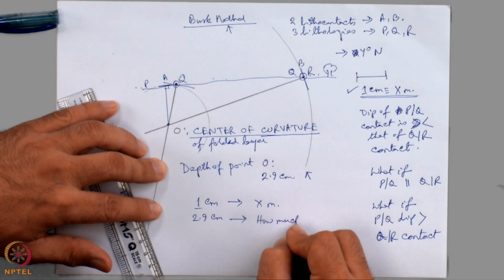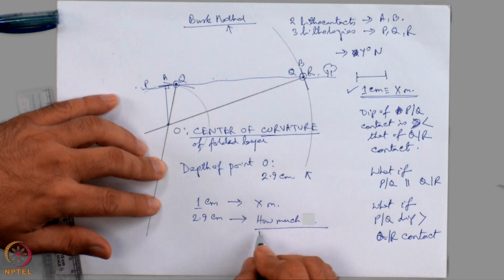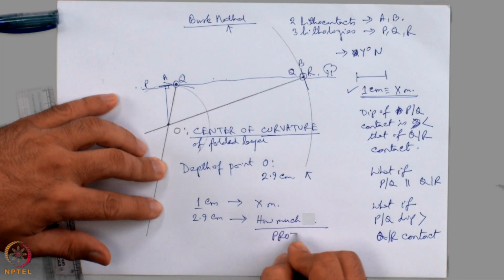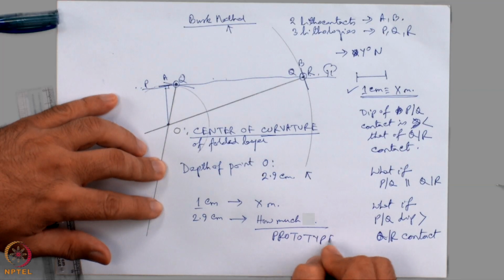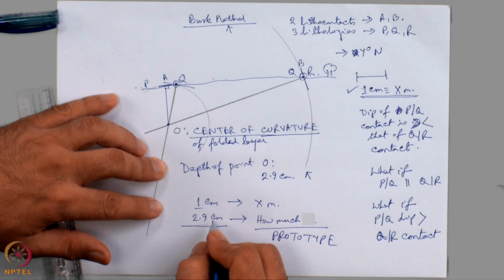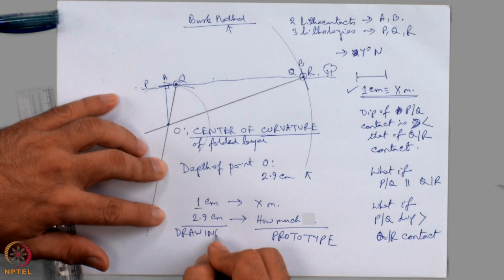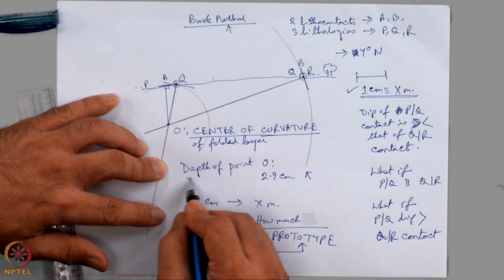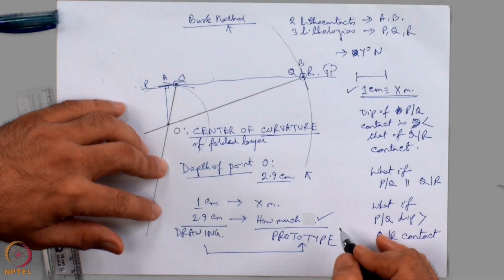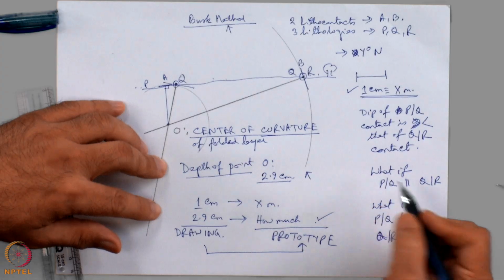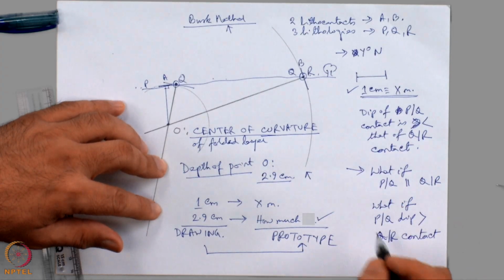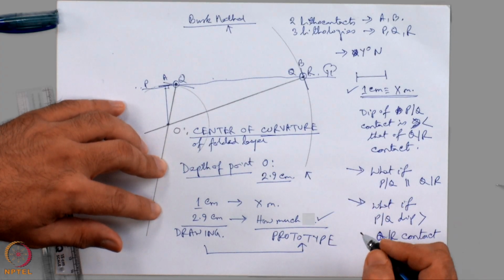how much? The field case, the real case is called the prototype, and this few centimeters in my sketch is the drawing. So, from the drawing we can comment on the prototype at what depth the center of curvature of the folded layer lies. Now, I ask you to think, what if this is a situation?